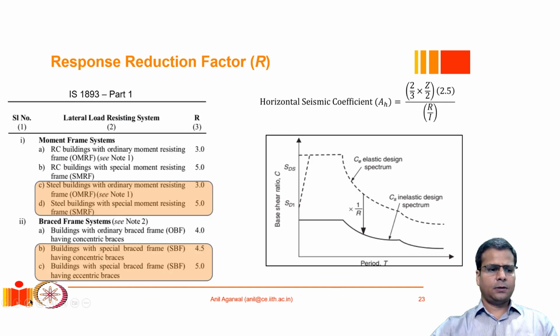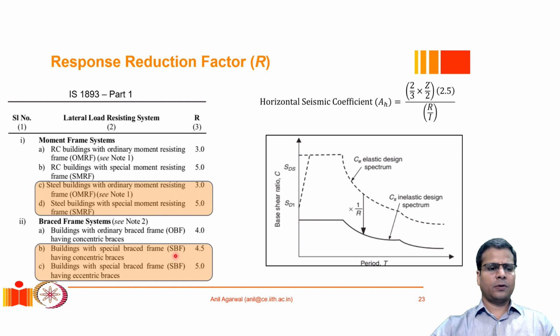So in this slide, we have listed the values of response reduction factors for some of the steel structures. In the first rows, you can see there are ordinary moment resisting frames, and SMRF is a special moment resisting frame. Both of them are moment resisting frames. We have discussed how a moment resisting frame works. So for them, the response reduction factor is taken as 3 and 5 respectively.